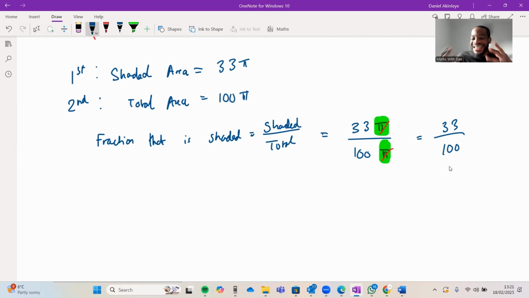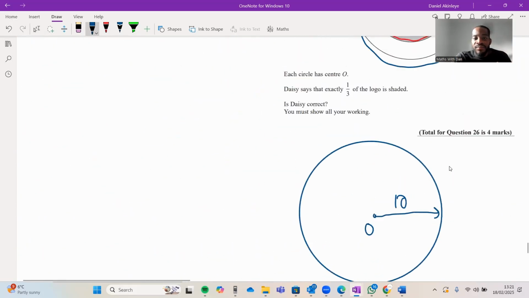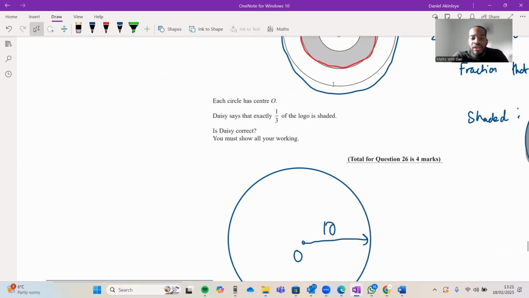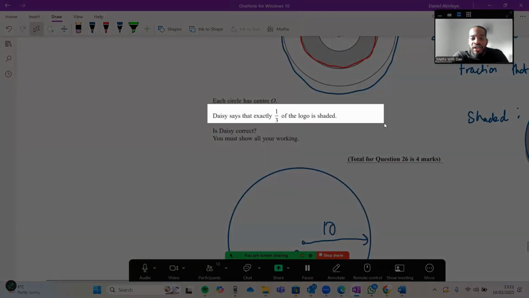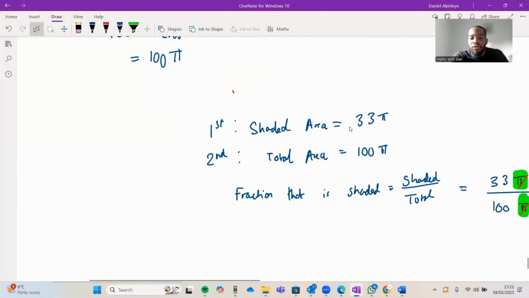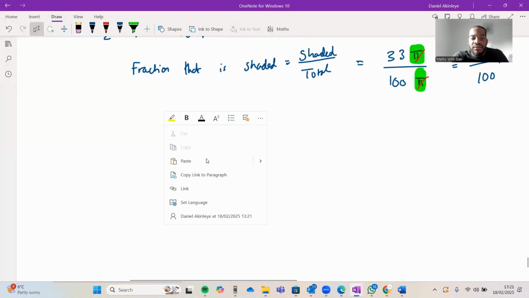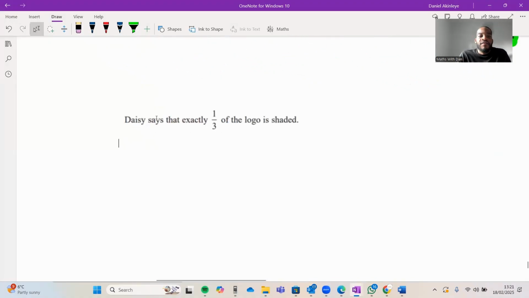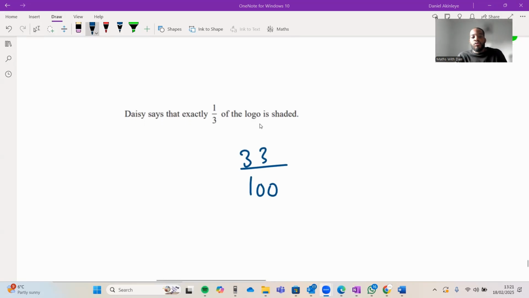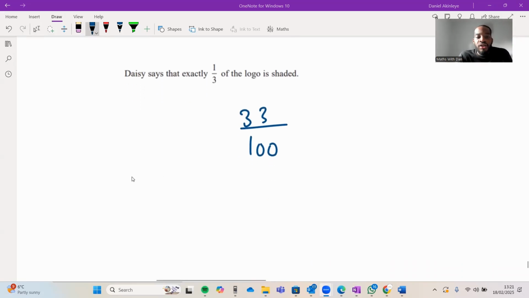Now we need to go back to Daisy's statement. What did Daisy say? Daisy says that exactly one third of the logo is shaded. We've calculated that fraction to be 33 out of 100. Are these the same, guys? I write this here and then I write 33 over 100. Are these the same? What do we think? Yes or no? Well, how can you be certain, right? Firstly, let's maybe try and get them to be equivalent.